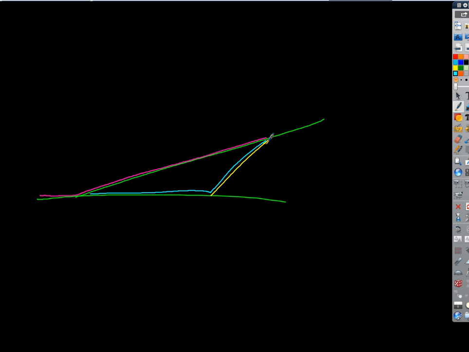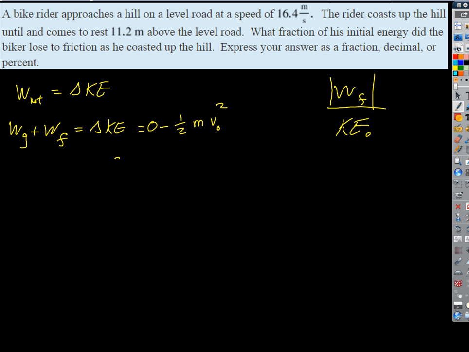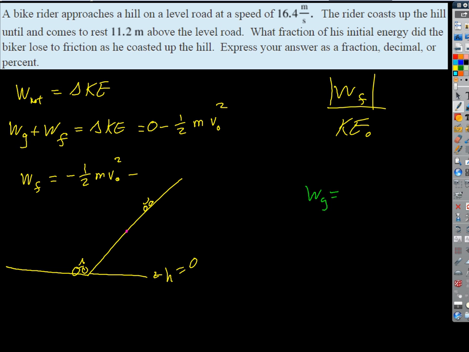Okay, so going back to our picture here, this is the vertical distance that they traveled. It's 11.2 meters, right? So the work due to gravity then is just going to equal the gravitational force, which is just mg, right, the weight. Everybody agree? Okay, so mg times the height, which I'm just going to call h, but it's 11.2. We'll plug that in later, right?